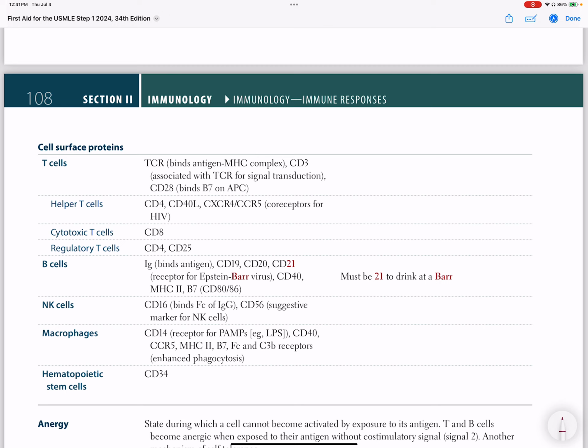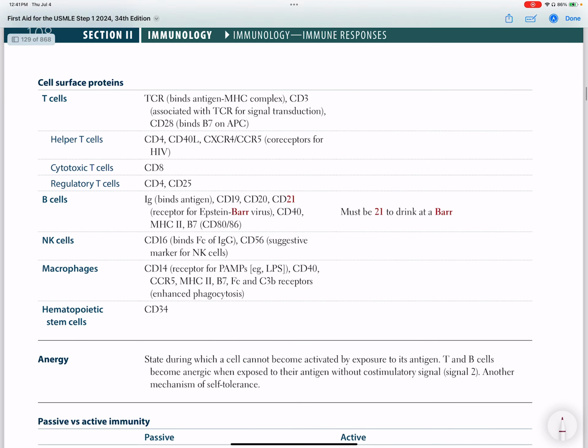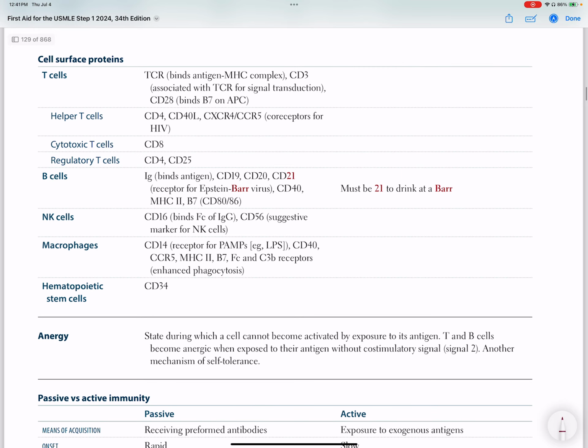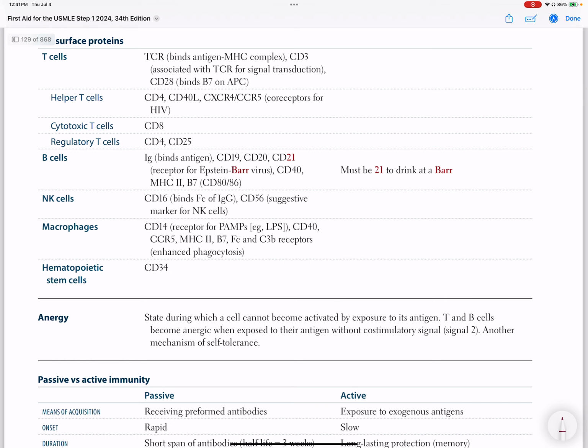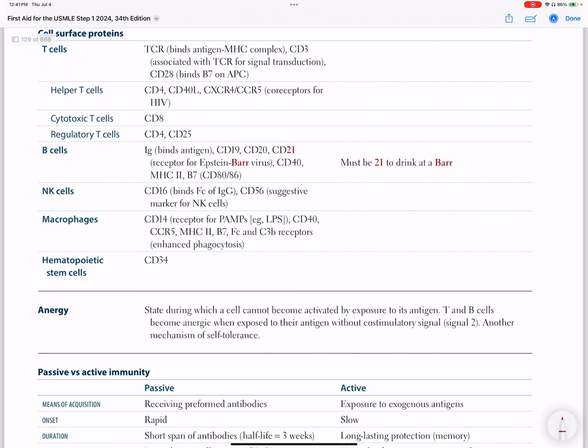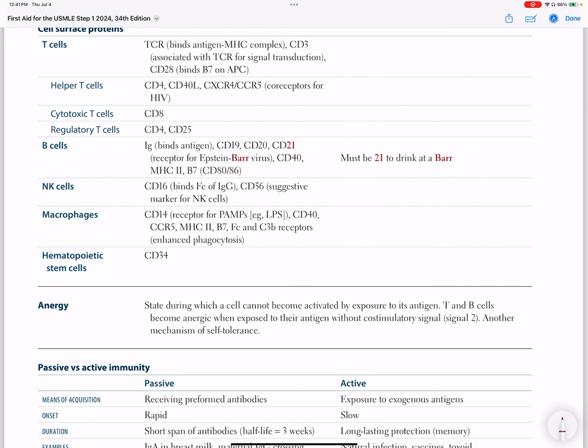Now we have immune cell proteins, cell surface proteins, and after this, we'll probably take another break for this video and then finish the last part altogether. Cell surface proteins: T cells, TCR binds antigen-MHC complex, CD3 associated with TCR for signal transduction. CD28 binds B7 on APC.